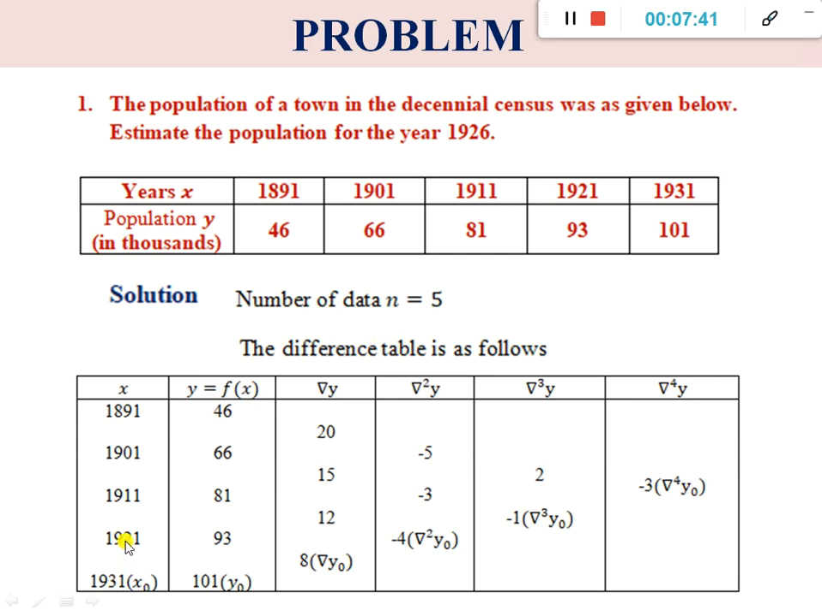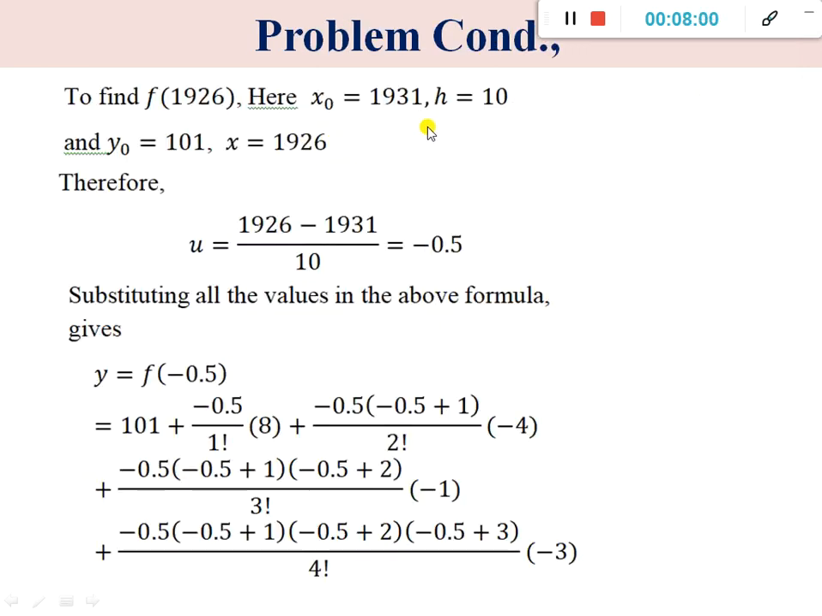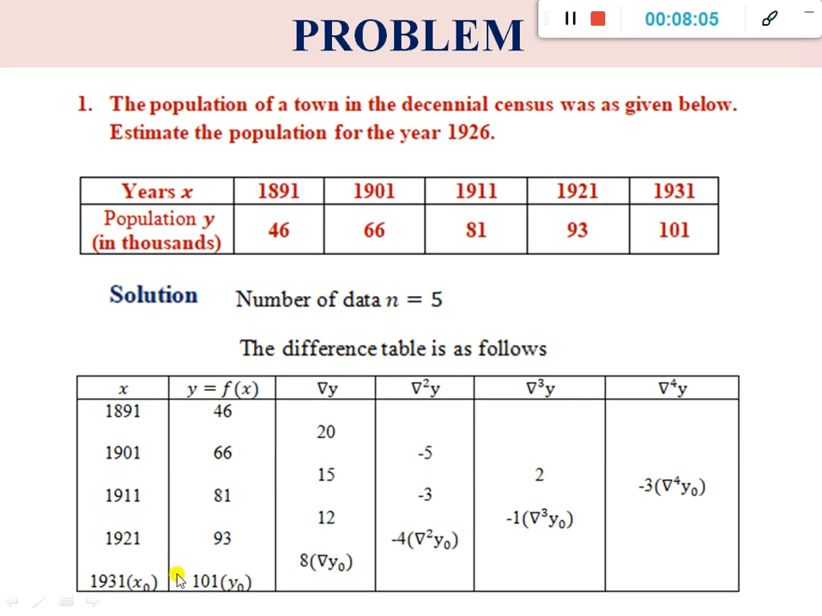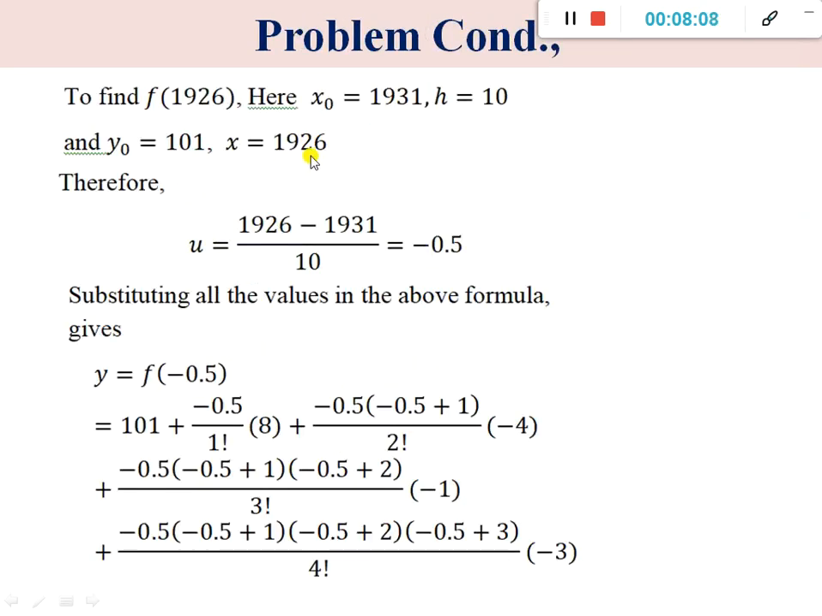So look at the table. The difference of x data is the h value. So 1931 minus 1921, difference is 10. Here also 1921 minus 1911, difference is 10. Here also difference 10. Here also difference 10. So the x data difference is called h. So h is equal to 10. And y naught is from the table, y naught is 101. And the value we need to find, that we take as x. So 1926, this particular value only we are going to find. So this is the x value.